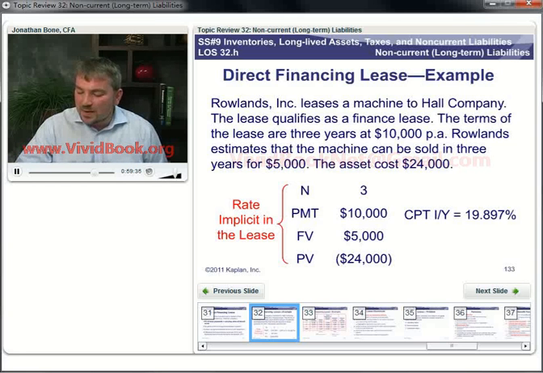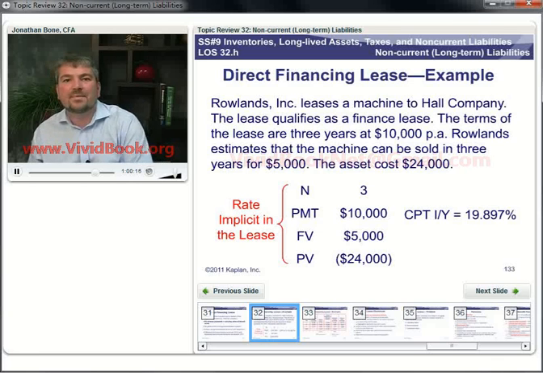So first of all, we're going to work out the rate implicit in the lease, which is just an internal rate of return calculation. So number of years, 3. We're going to receive payments of 10,000 each year. Future value would just be the salvage value. Remember, the asset will return to the lessor at the end, so you do include salvage value. And the present value is 24,000, the cost of going out and buying that asset. So let's put that in present value, and we compute I/Y, and we get 19.897%. So essentially that is the effective rate implicit in the lease.